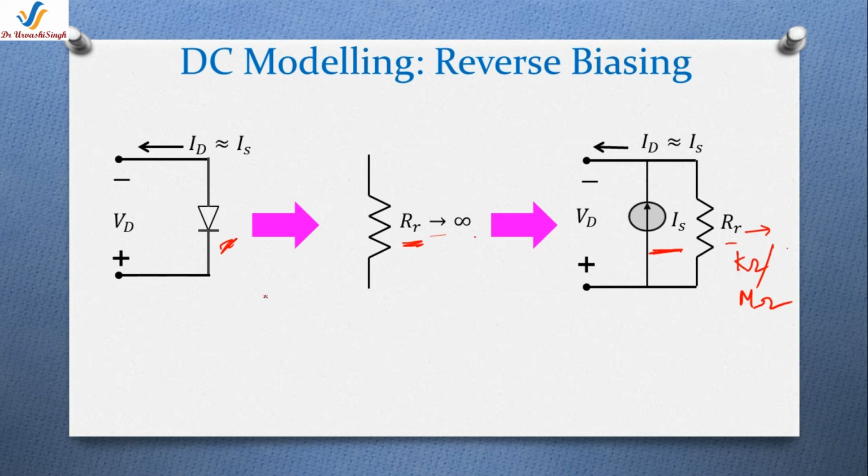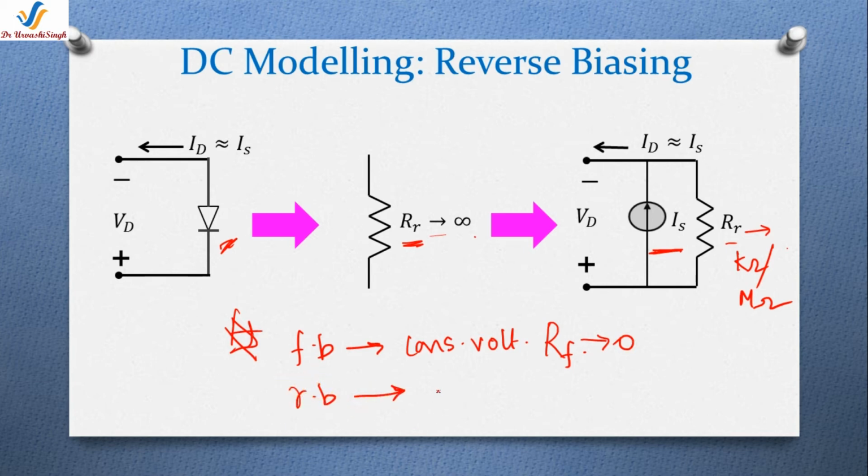Students, here you can conclude a very important point: in the forward biasing mode, the diode behaves as a constant voltage source and is approximated with a voltage source value, that is the cut-in voltage, in series with the forward bias resistance whose value tends to 0. And in the reverse biasing mode, the diode behaves as a constant current source in parallel with the reverse bias resistance whose value is very high, tending to infinity.